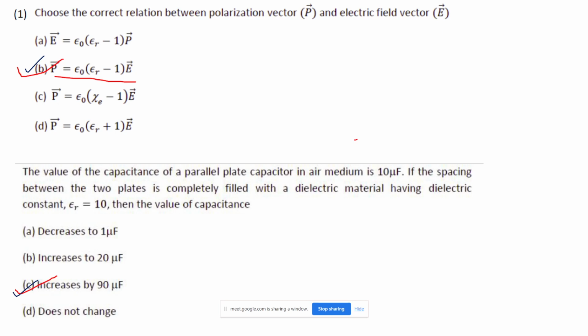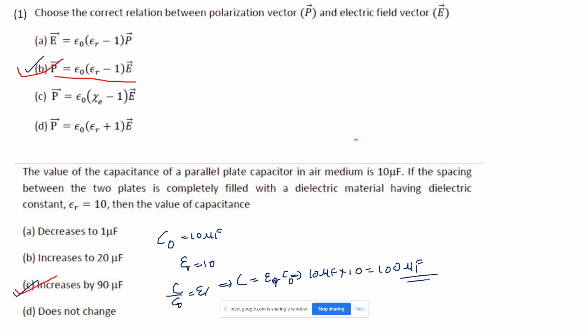How to get it here: the C0 value is 10 microfarad, epsilon r is 10. C by C0 is equal to epsilon r, right? So C is equal to epsilon r times C0. So you will get 10 microfarad into 10, so it will be 100 microfarad. So it is increased by 90. That's why we get this answer for this question.